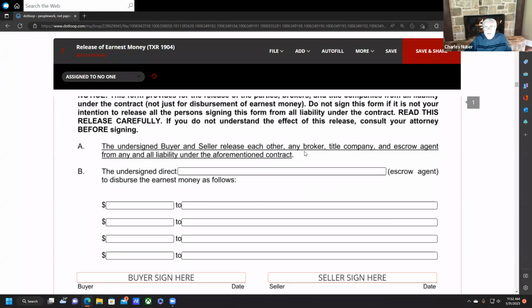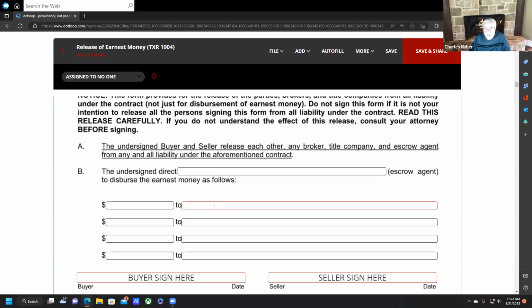Undersigned buyer and seller release each other and the broker, title company, escrow agent from any and all liability under the aforementioned contract. So earnest money typically is going to go back to the buyer. Maybe there's some extenuating circumstances and the earnest money doesn't go back to the buyer. Maybe it's split. Maybe it goes to the seller.